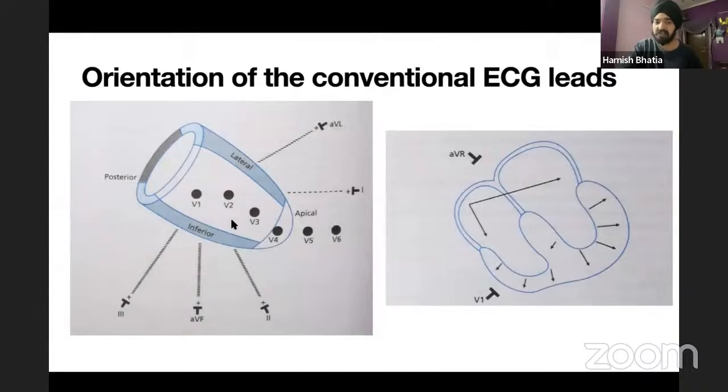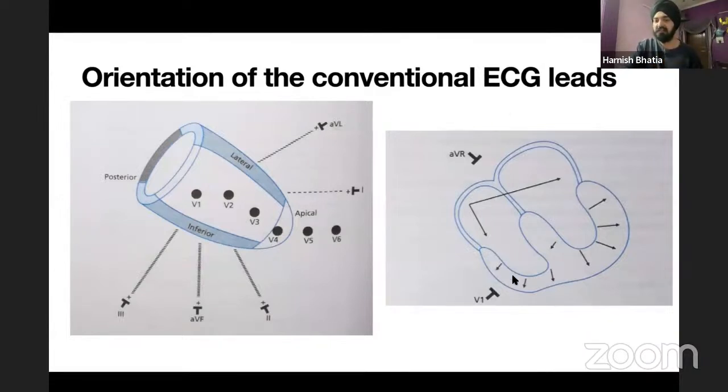Within them, if you see, V5, V6 are towards the left side, so they form the lateral leads. V1, V2 are towards the right side, so they form the septal leads. The septum is on the right side, right? And V3, V4 are true anterior leads. Okay, so this is clear.